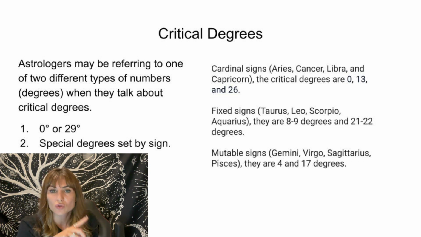For the fixed signs, Taurus, Leo, Scorpio, Aquarius, there are the 8th and 9th degree, and then 21st and 22nd degree. And mutable signs, Gemini, Virgo, Sagittarius, Pisces, they are the 4th and 17th degree.